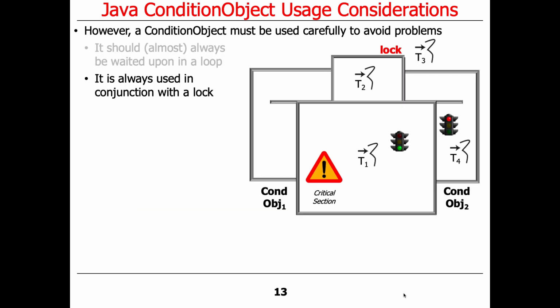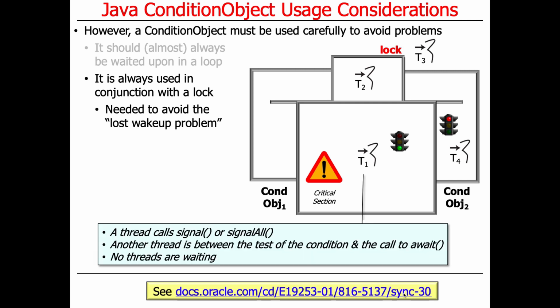You always use condition objects in conjunction with a lock, most typically in Java with a reentrant lock. And we need to do this to avoid something called the lost wake-up problem. This article here explains what the lost wake-up problem is. The bottom line is that if you don't have the lock held while you call signal or signal all, you can end up losing the wake-ups, which is a bad thing.